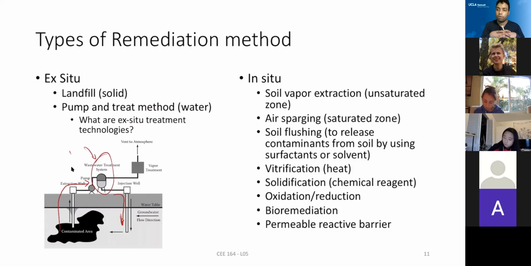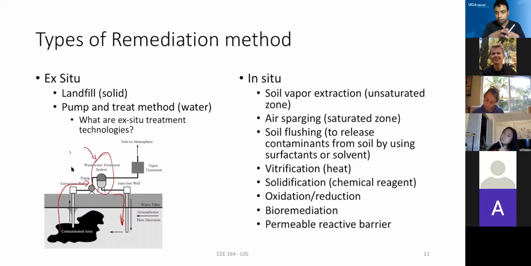If you pump it for 10 years, imagine you are running a pump for 10 years. The cost of energy is so humongous, and then you have to treat the water. So the pump and treat method is no longer very effective. Anytime you use pump and treat, it's only for a limited time, so that you remove the bulk amount of pollutant first, then you have to use something else. So pump and treat is not used single-handedly for any sites anymore because of that reason.